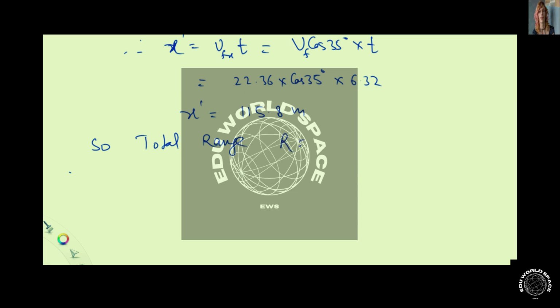So total horizontal range R will be given by x plus x dash. X we have already found to be equal to 163.8, x dash is 115.8. So this R is calculated to be equal to 279.6 meter, or approximately 280 meter, which is the answer for the second part of this given problem here.